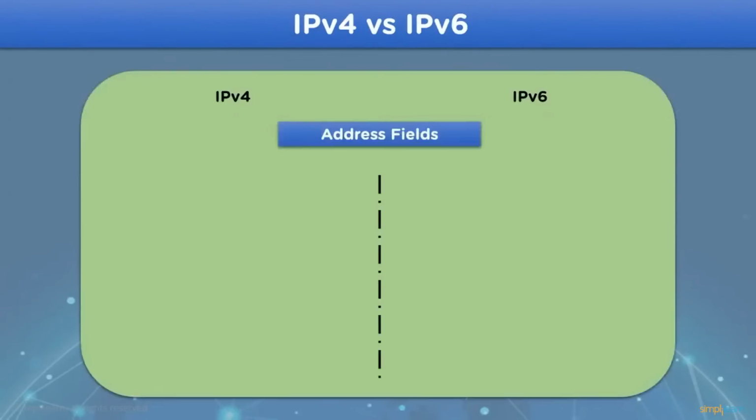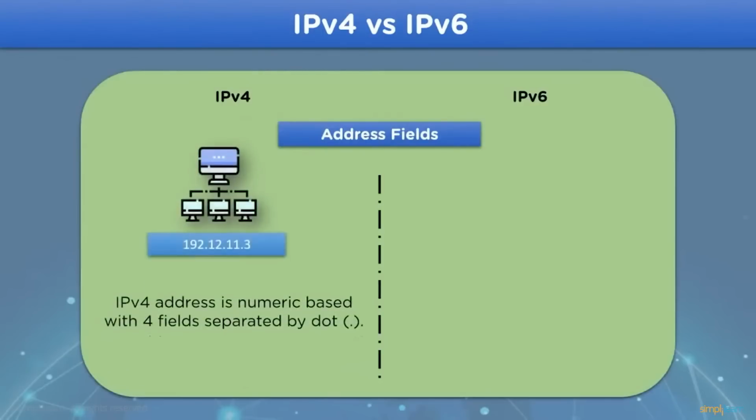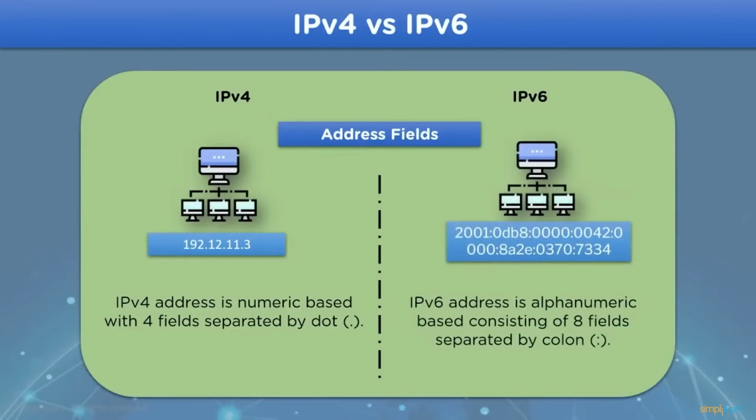The second difference is on the basis of address field type. IPv4 addresses are based on numeric data with 4 fields, each separated by a period, whereas IPv6 addresses are based on alphanumeric type data with 8 fields, each separated by a colon.